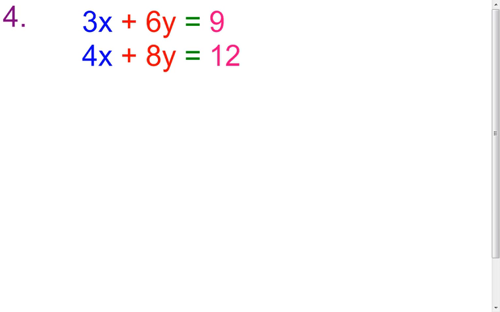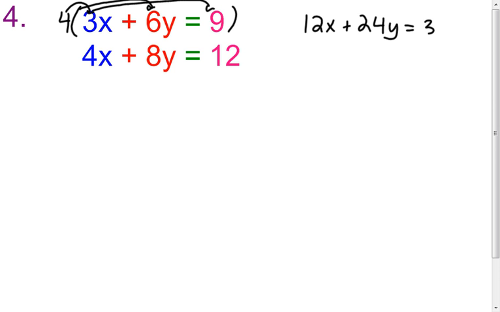Here, it doesn't matter if we want our x's or our y's to drop out. Let's get our x's to drop out. So 4 and 3 both go into 12. So I will multiply this top equation here by 4. Okay, so the top equation, when I distribute that 4 through, 4 times 3x is 12x. 4 times 6y is 24y. 4 times 9 is 36.